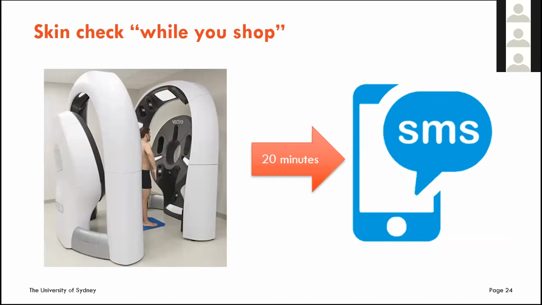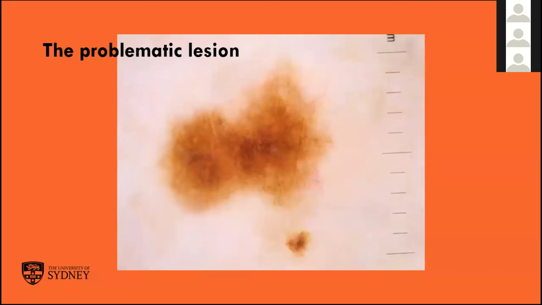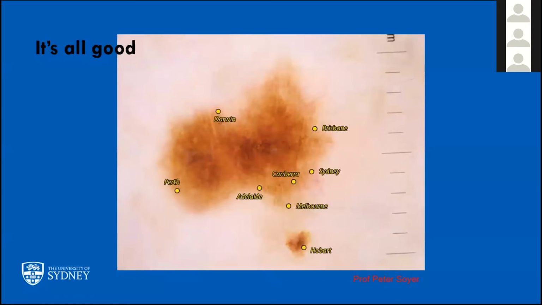And this is what we want. At the end, you can go shopping, you step into one of these devices, you get one photo, then you walk, and while you're walking, you receive an SMS telling you your skin is okay, you're good to go, or you have something, you need to go and see a dermatologist because there's something in some place. So when you see the problematic lesion and you don't understand what this lesion is, I can tell you this is all good, there's no problem, okay?